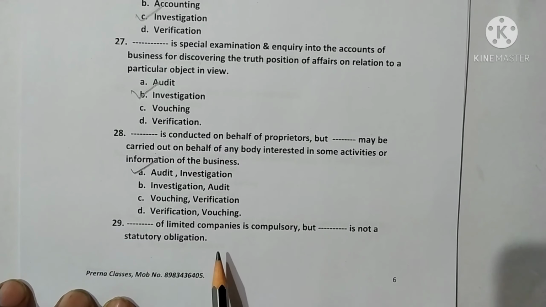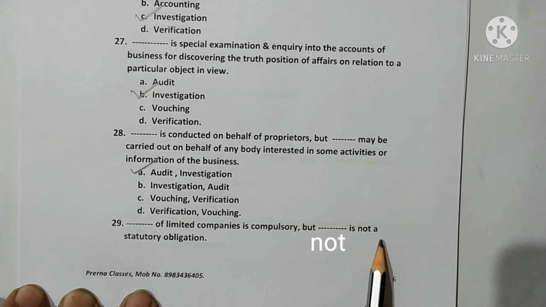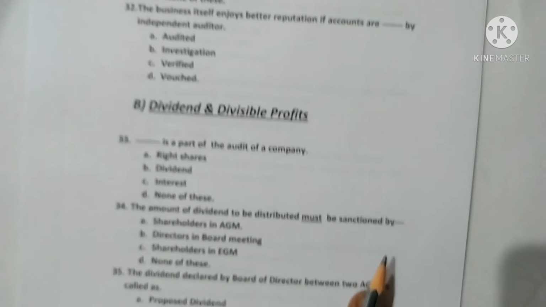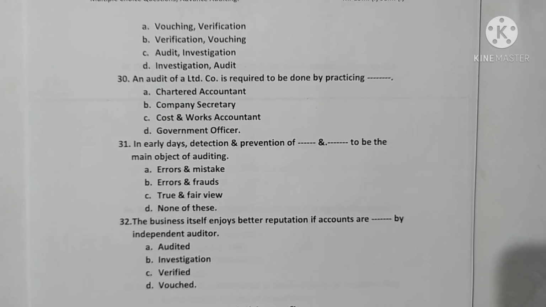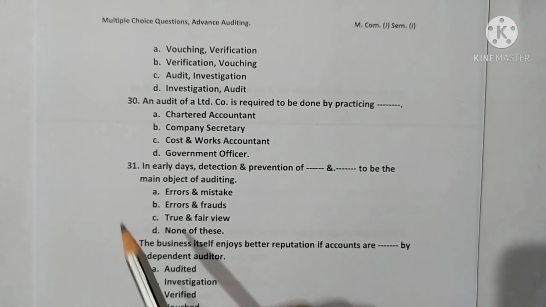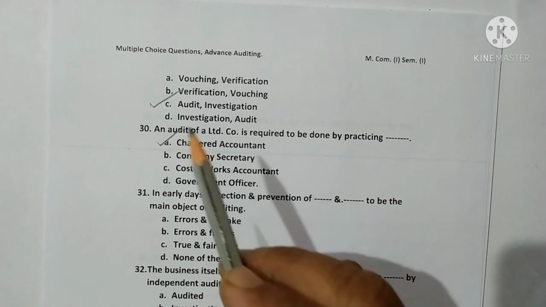Dash of limited company is compulsory, but dash is a statutory obligation. In options: vouching, verification and vouching; audit, investigation; audit. Here option C is correct one. Question 30. An audit of a limited company is required to be done by a practicing chartered accountant. Option A is correct one.